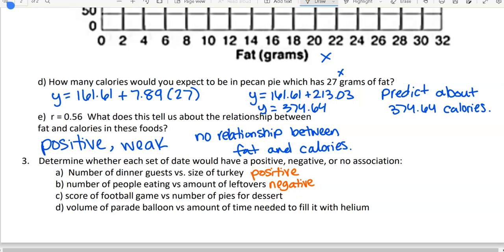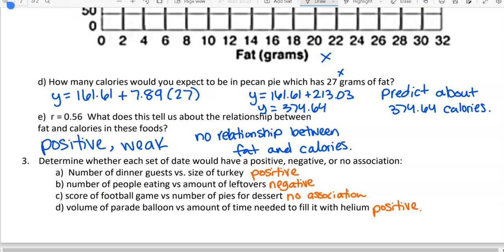Score of a football game versus number of pies for dessert. That is no association. It does not matter. One of these is not going to affect the other. The volume of a parade balloon versus the time needed to fill it with helium. Think about it, the bigger the balloon, is it going to take more time or less time? It's going to take more time, so this is going to have a positive association.